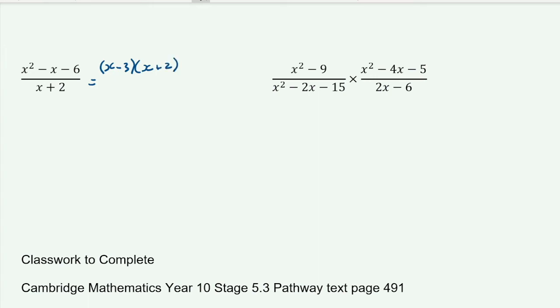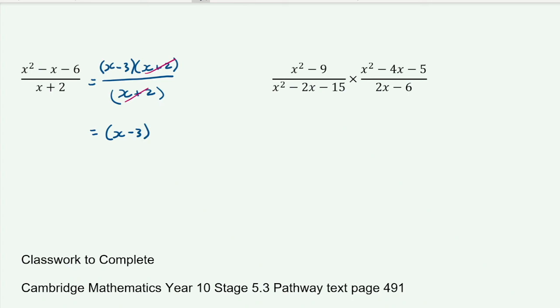Alright, because minus 3 times plus 2 will get us minus 6. Minus 3 plus 2 will get us minus 1. It's all over x plus 2. You can see there from above and below there is that common factor of x plus 2, which can reduce out, leaving us with just x minus 3. Now the trick is to use the brackets as a single term. Okay, use the bracket as a single term.